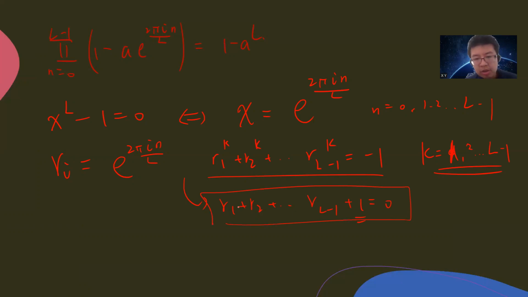And if you go to k equals 1, 2, up to L minus 1, you simply just rotate the roots. If you like group theory, you can easily prove it. Since this is true, now we can express this.